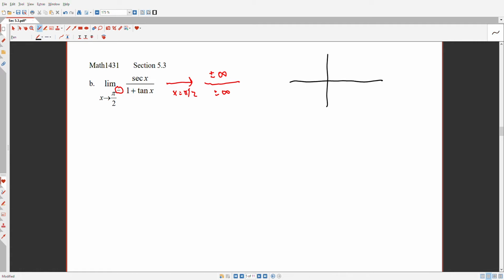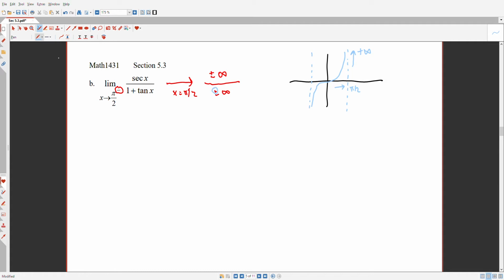Well, I'll draw a graph of, I guess we'll do tangent x maybe in light blue. So there's tangent x, a piece of it. So you can see from this graph that tangent x, as you go to pi over 2 from the left, the tangent x values go to positive infinity. So this is going to be positive infinity.